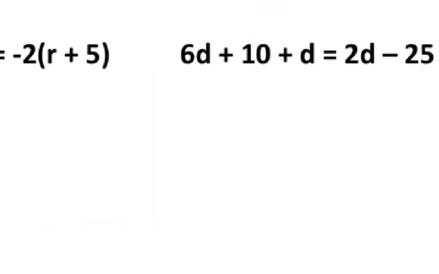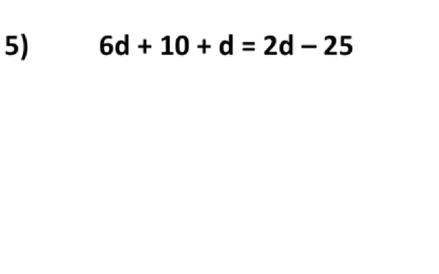So let's look at one more example. In this example, same idea. We begin by drawing our border to separate our two sides. When I look at this one, there are no parentheses, so I can't multiply by distributing because there's nothing to distribute. But what I can do is combine like terms.